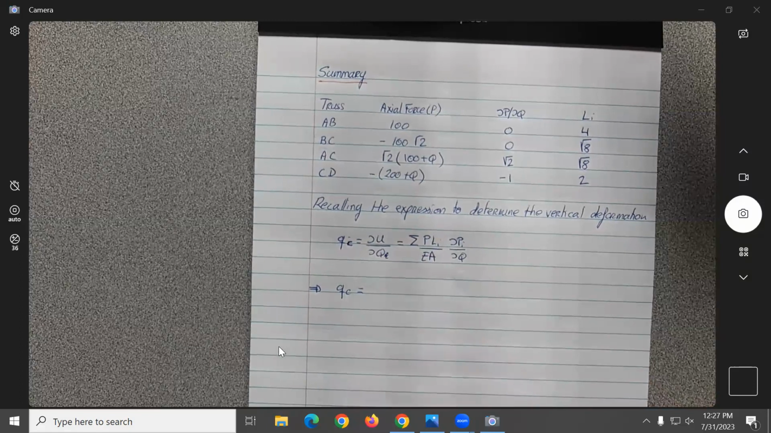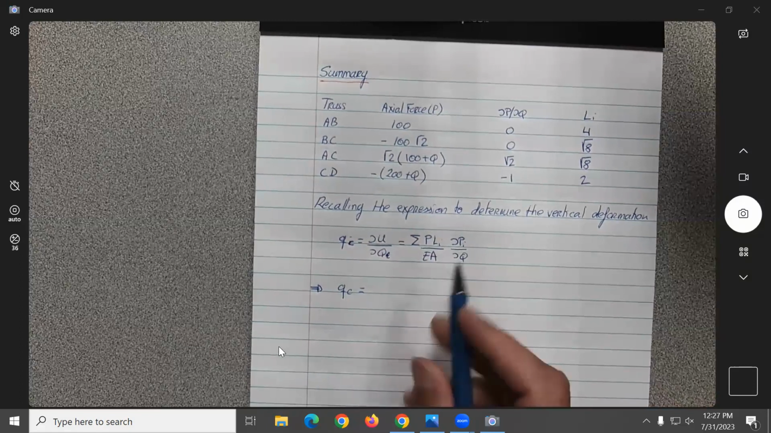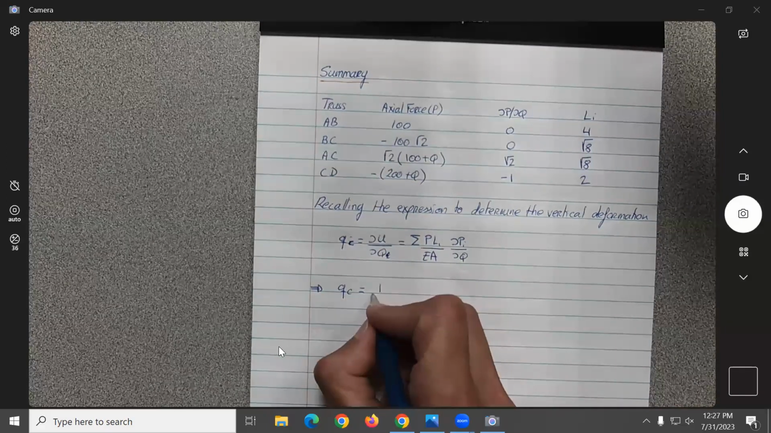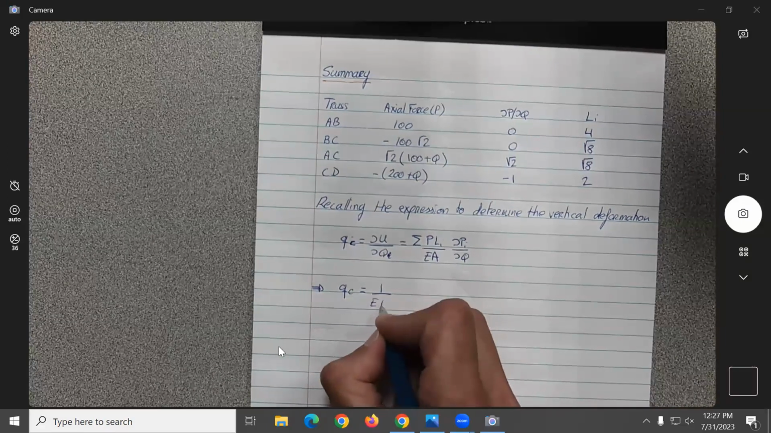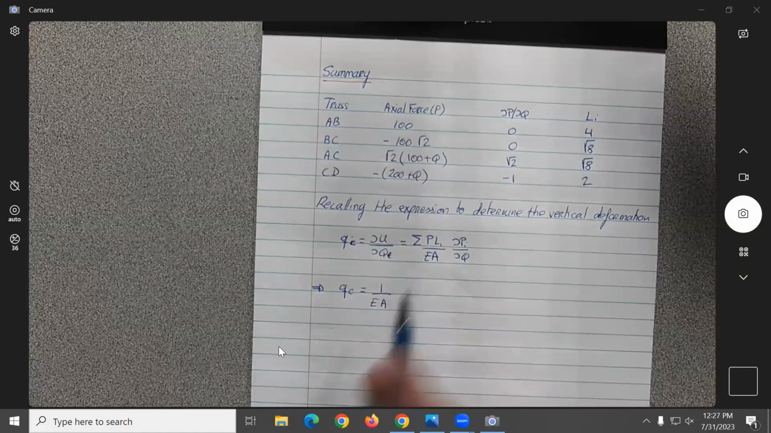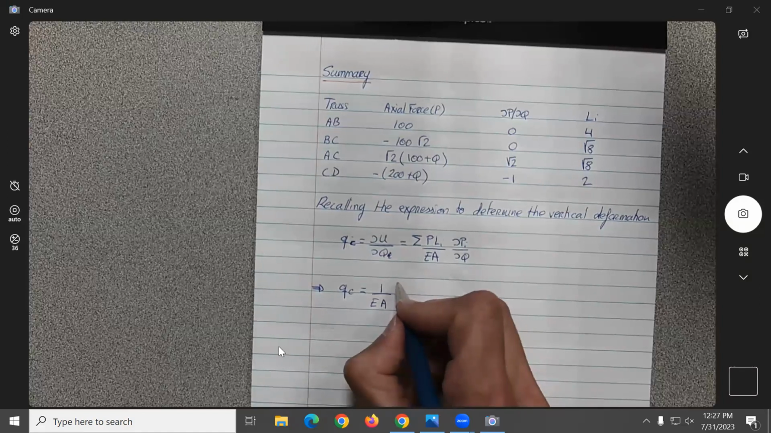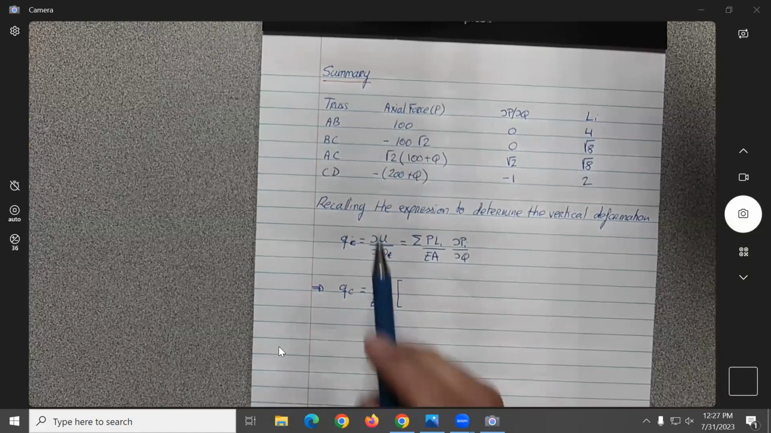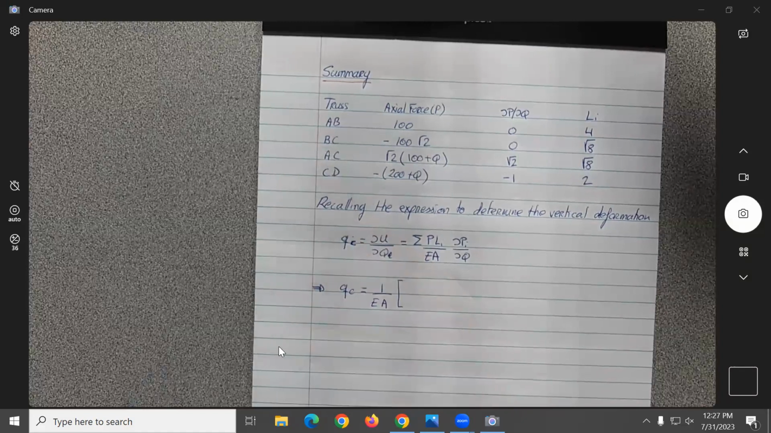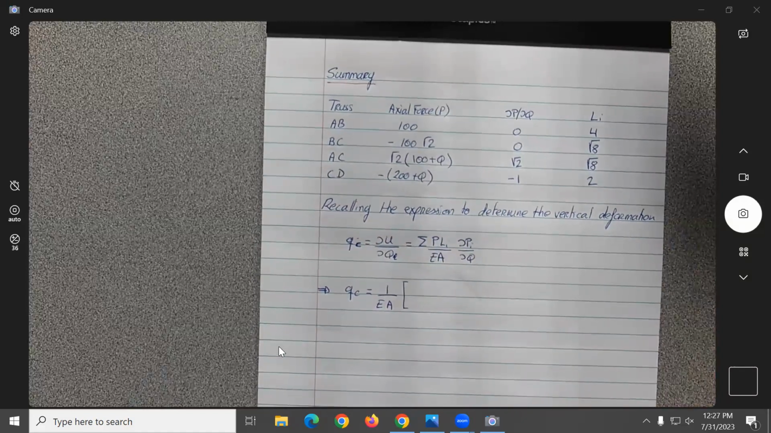We need to do the summation for each one of the members. All the members are made of the same material and have the same cross section, so I can factor out 1 over EA. Now, how many members do we have? 1, 2, 3, 4, no? We know some of them are going to be 0, but it doesn't matter. So the general expression would be what?